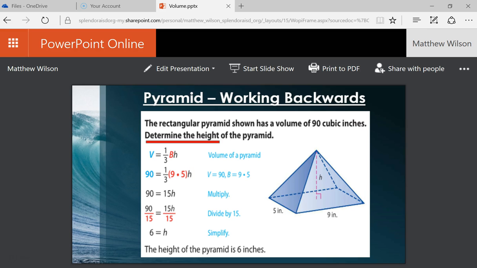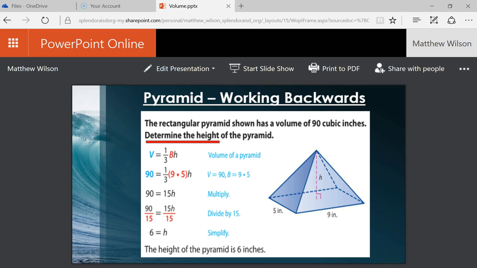So what they did, they skipped a few steps. They did 9 times 5 divided by 3. Well, 9 times 5 is just 45, and then 45 divided by 3 is 15. So they simplified all those operations down to 15. And they're left with 90 equals 15 times H.